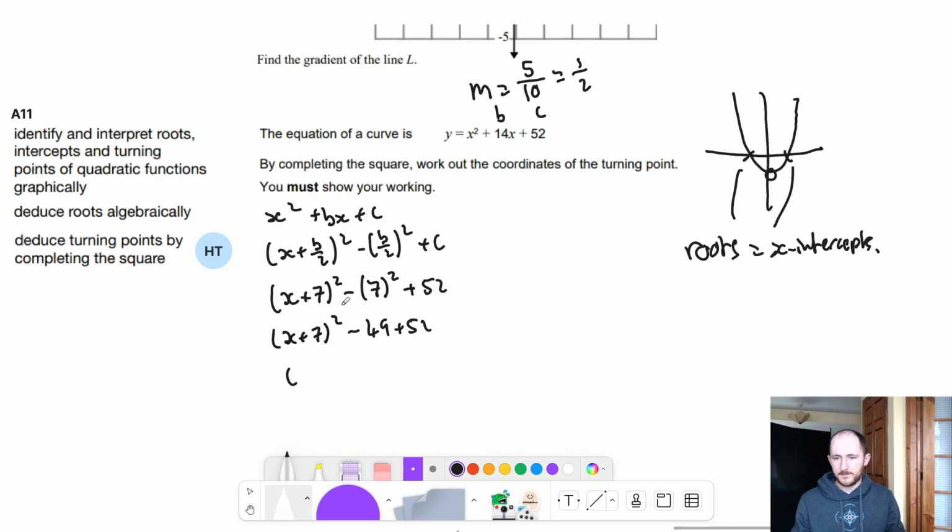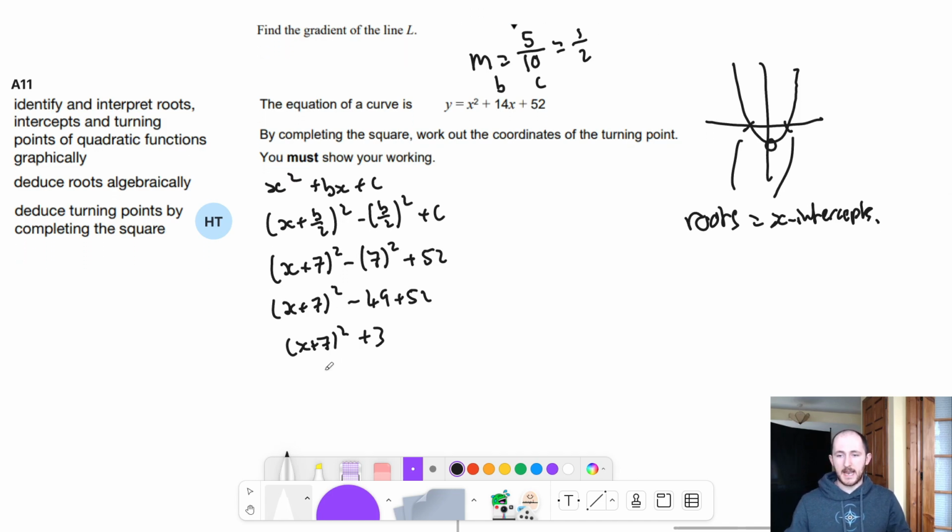Plus 3. Okay, so what are the coordinates of the turning point? Well, the turning point is actually the smallest value that this equation can be. So I'm going to explain it first, and then I'm going to show you the little trick. Okay, but I think that remembering tricks is hard if you don't know what the methodology behind it is.